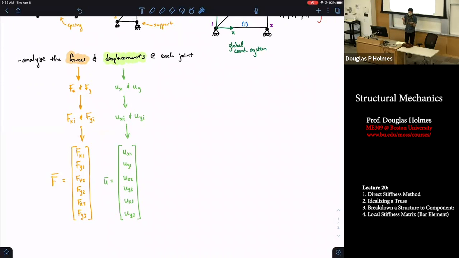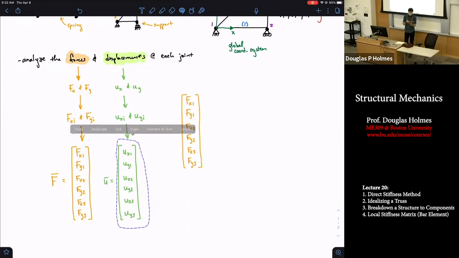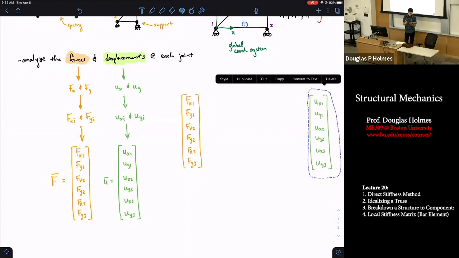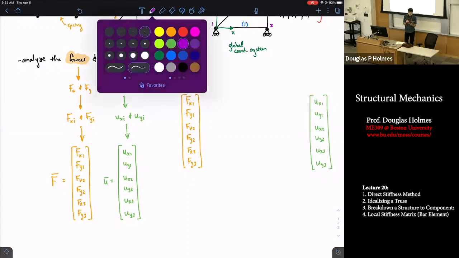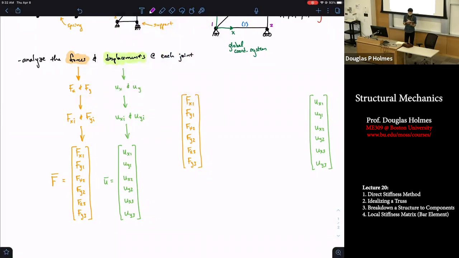So here's where it starts to get a little bit messy, because I can say, well, let's take my force vector, and we know it's going to be related to my displacement vector with a really large master stiffness matrix.